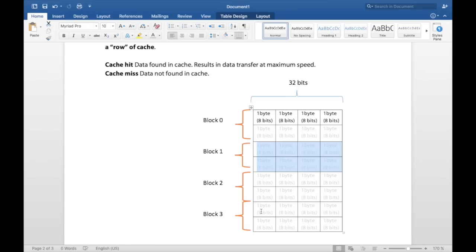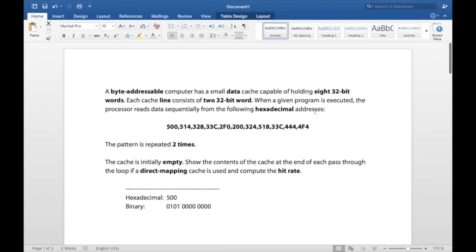Now, let's read the rest of the question. When a given program is executed, the processor reads data sequentially from the following hexadecimal addresses. What we know about hexadecimal is that each hexadecimal digit can be represented in 4 bits. Here's an example: 500 hexadecimal. If you convert it to binary, it looks like this: 4, 4, 4. Because all of our addresses have 3 hexadecimal digits, when we convert them to binary, we're going to have 12 bits overall. This is another important piece of information that we need.